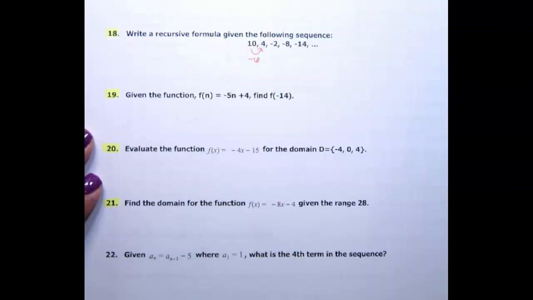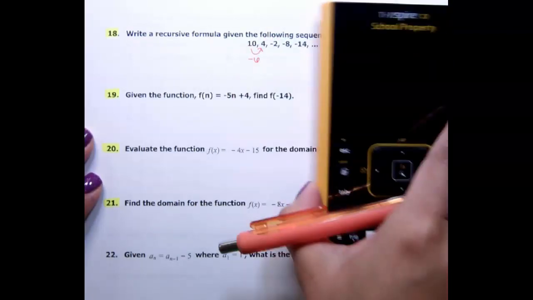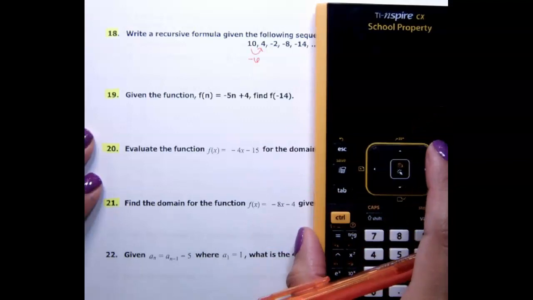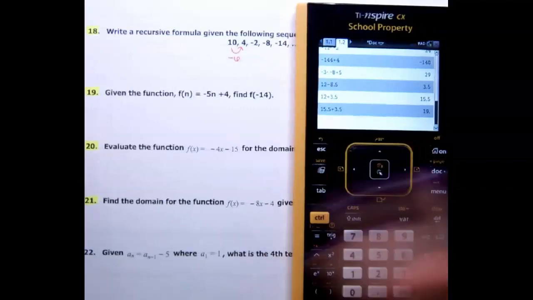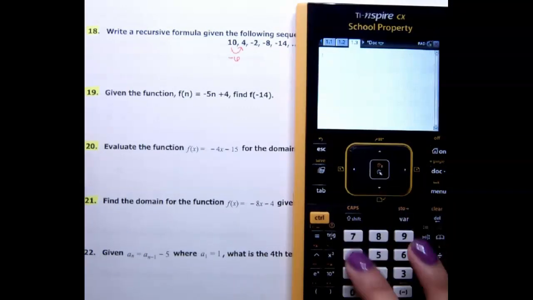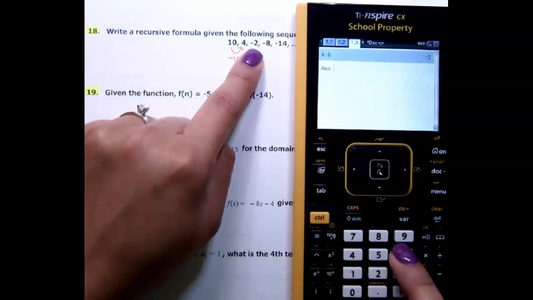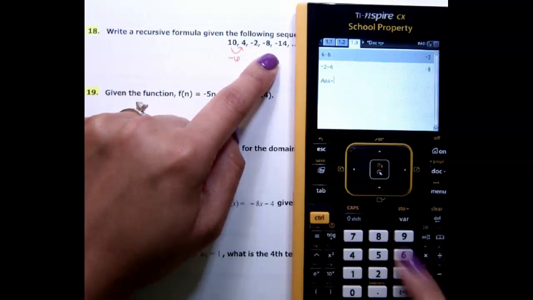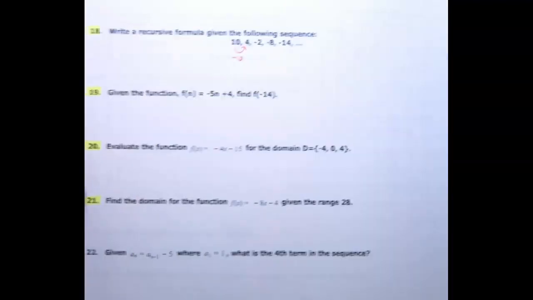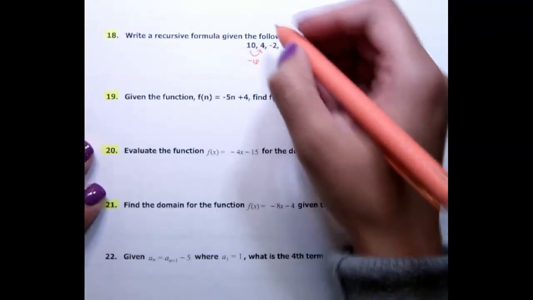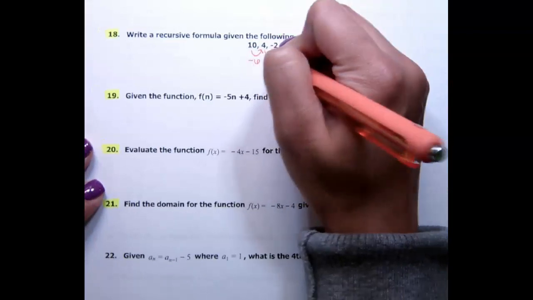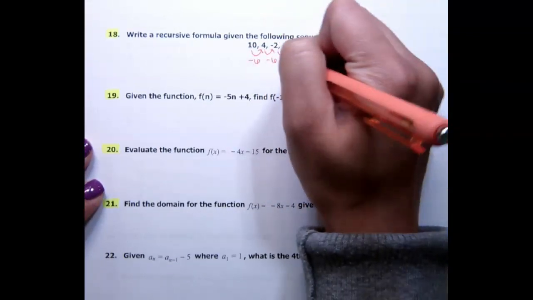10 minus 6 is 4. And I'm going to double check that with the rest of my sequence. So 4 minus 6 should give me negative 2. Minus 6 should give me negative 8. Minus 6 should give me negative 14, which it does. So every time I keep this pattern going, I'm subtracting 6, and that's my common difference.